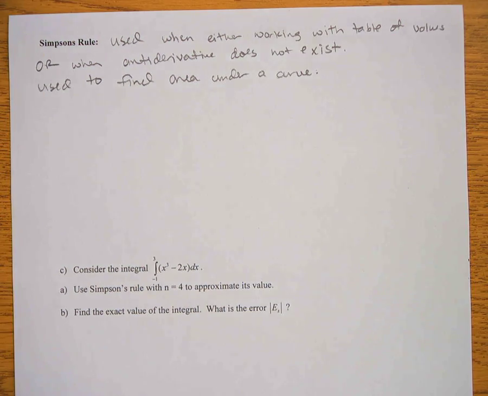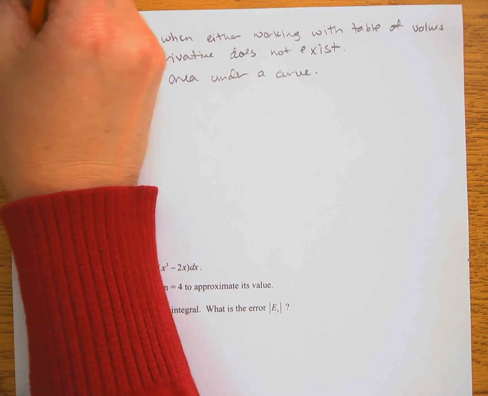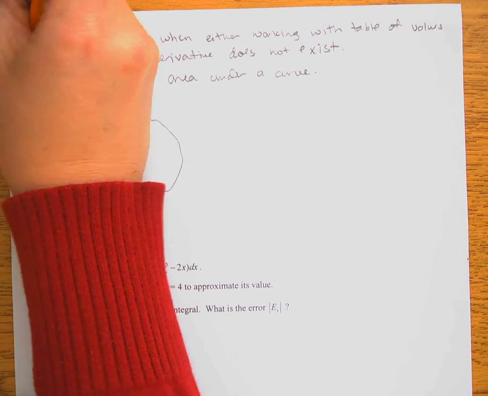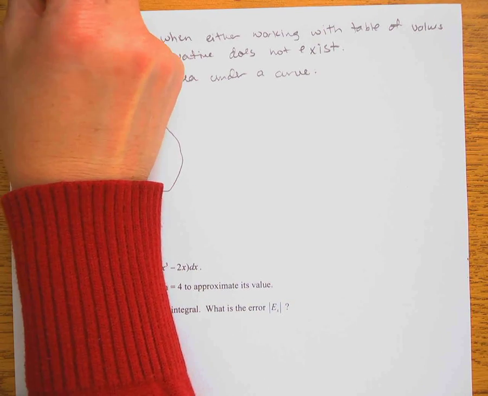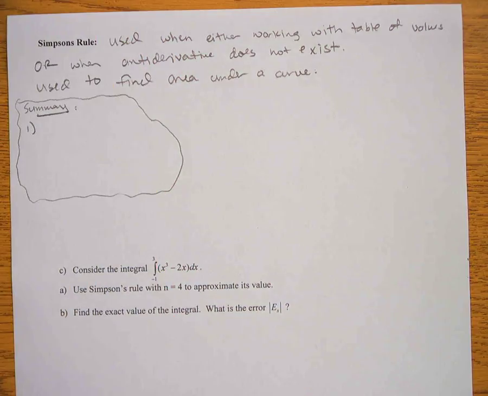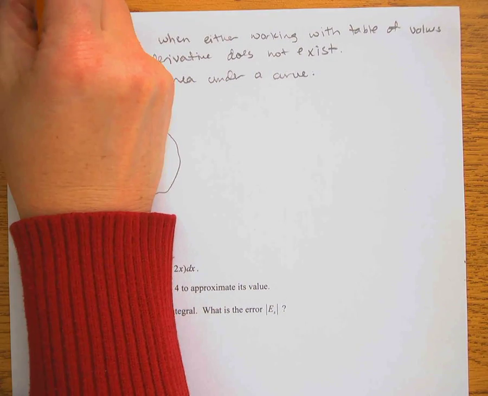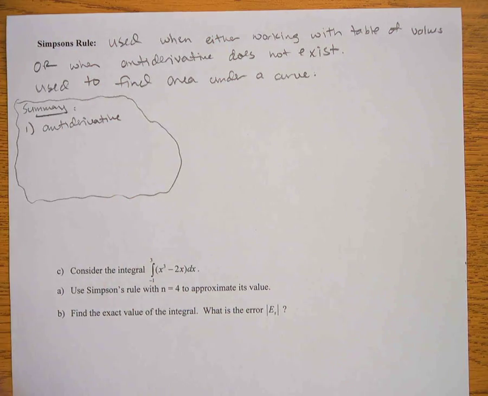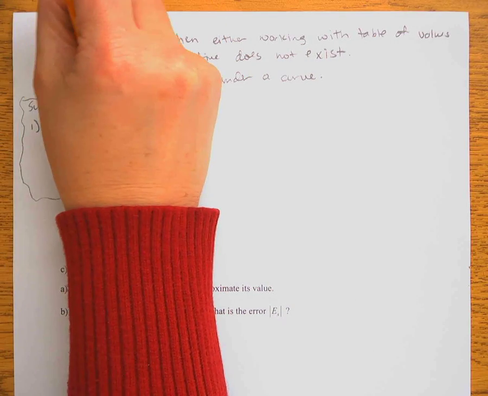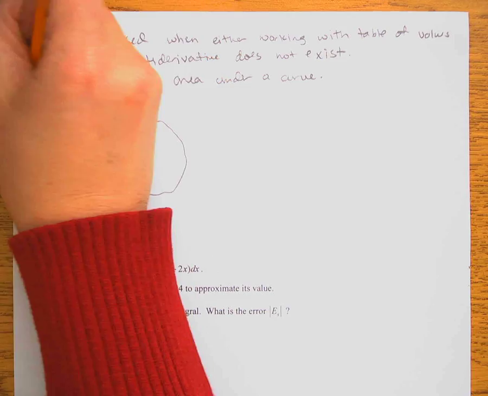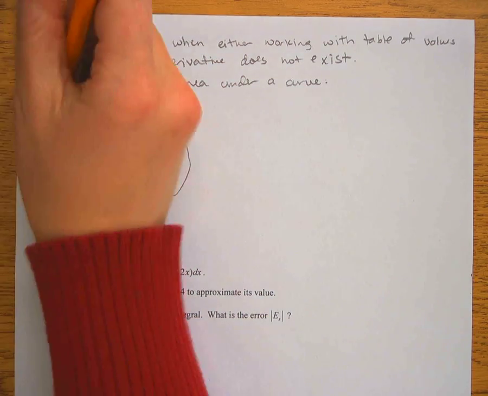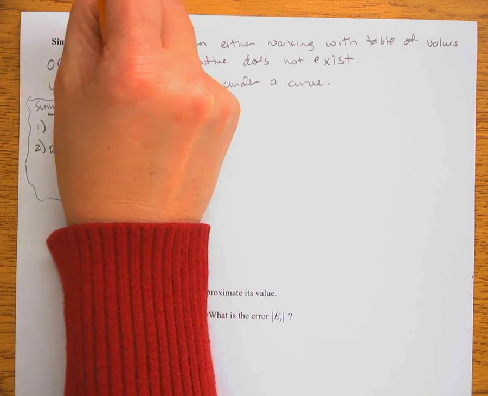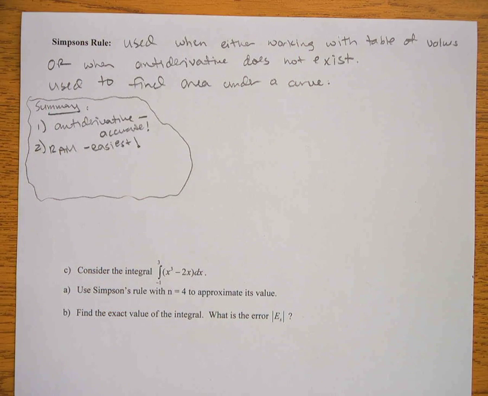So we have lots of ways of finding area under a curve. And then I guess just to kind of summarize while we're here, we'll have a little side bubble for a summary. The most accurate method is using the antiderivative. The easiest method is rectangular approximation method, which is why those are the more heavily emphasized.